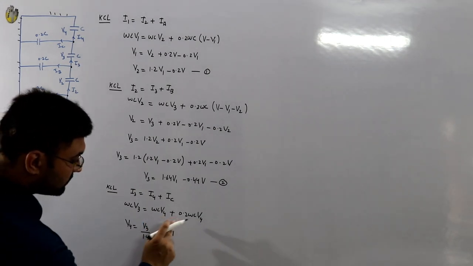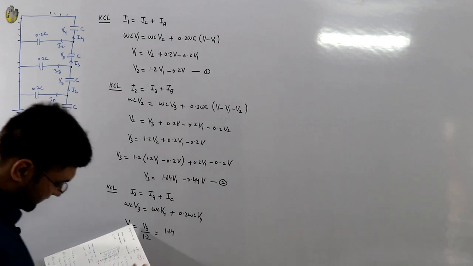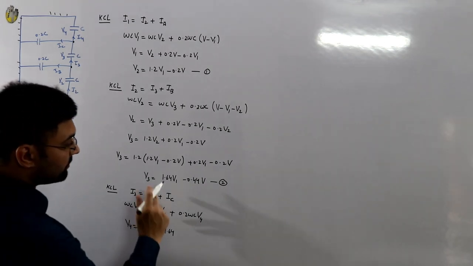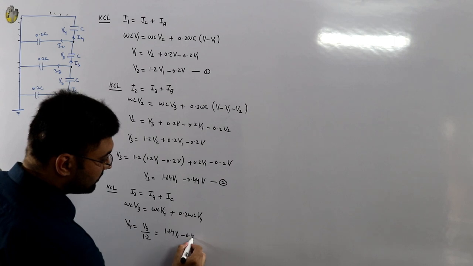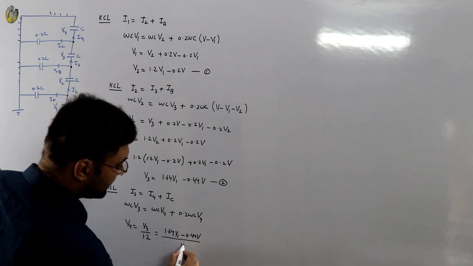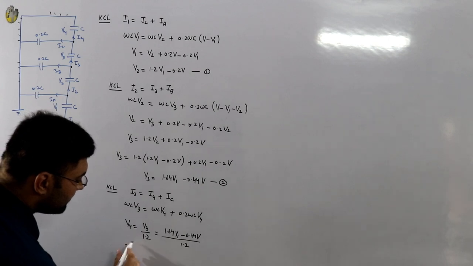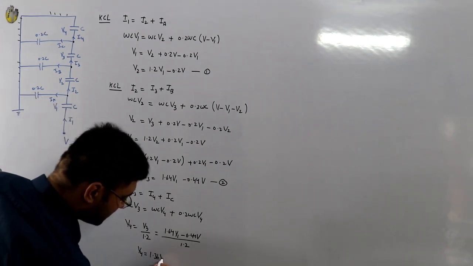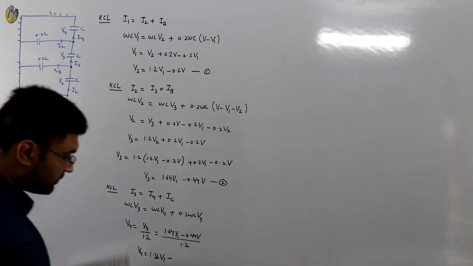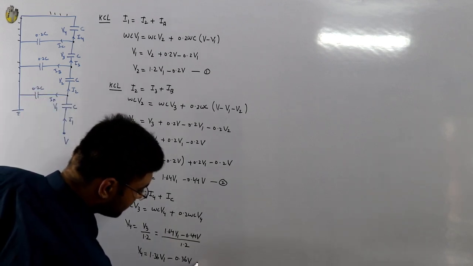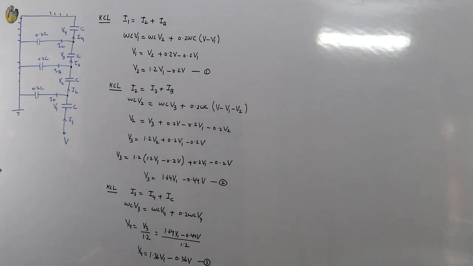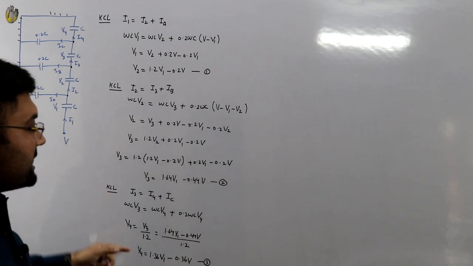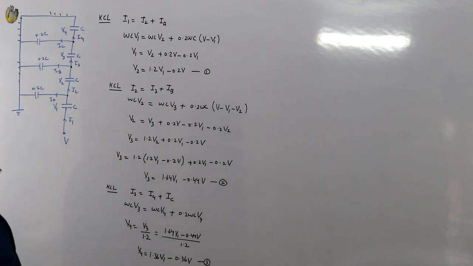This is 1.2, so V3 is equal to 1.2, right? So this would be 1.64 V1 minus 0.44V, all divided by 1.2, which will give me my value of V4, and this would be equal to 1.36 V1 minus 0.36V. This is my equation number 3. Have a look. I've got my V1, V2, V3 and V4 in terms of V and V1.